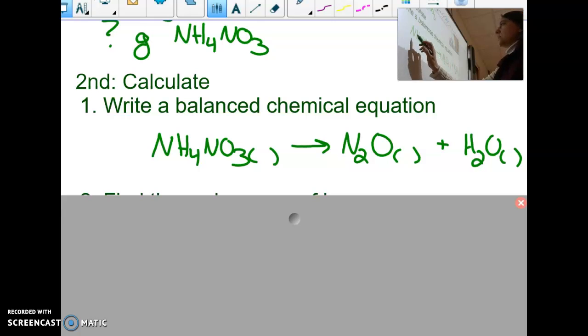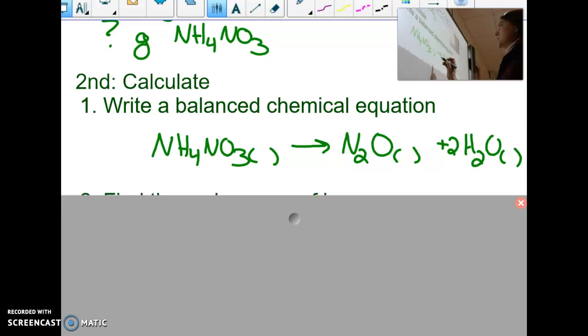So first thing we're going to look at is the nitrogens. There are 2 on this side, 2 on that side. Then let's look at the hydrogens. There's 4 there, 2 there, so I'm going to put a 2 there. And then let's look at the oxygens. I have 3 here, and then I have 1, 2, 3. Okay, so it is balanced. Great. Then I'm going to look at states of matter, and it's a decomposition reaction. So I'd like you to think about what the states of matter are.